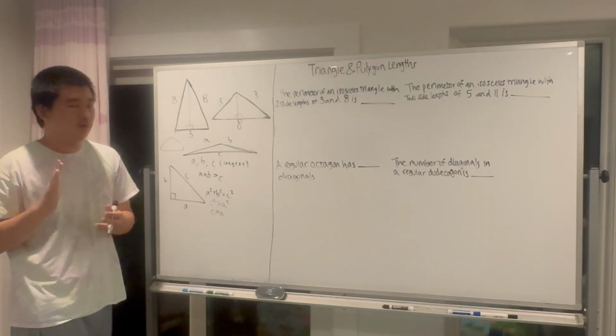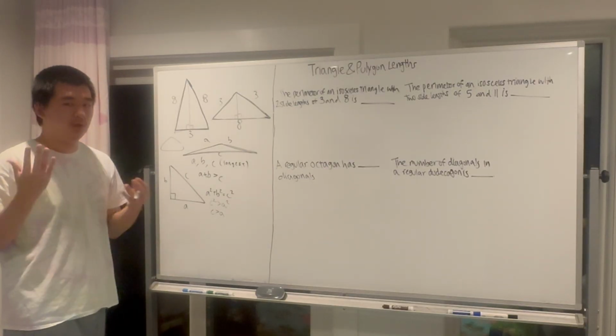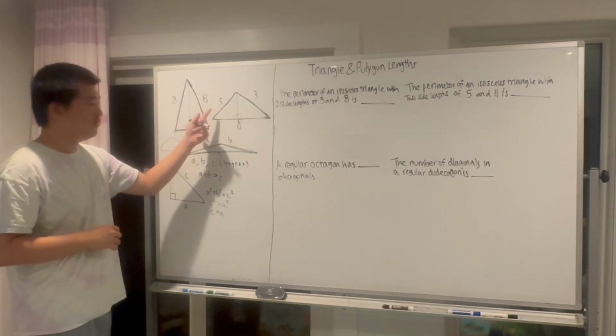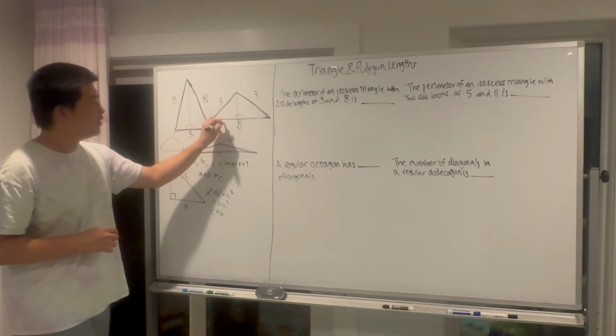So that is the triangle inequality explained, and now hopefully you also see why one of these triangles is not real. This triangle, 3, 3, 8, how can this 3 be longer than this 4?